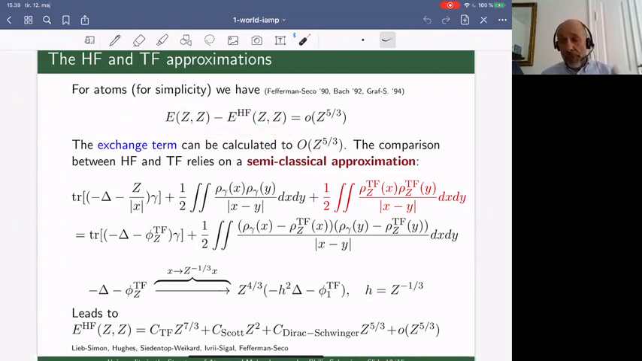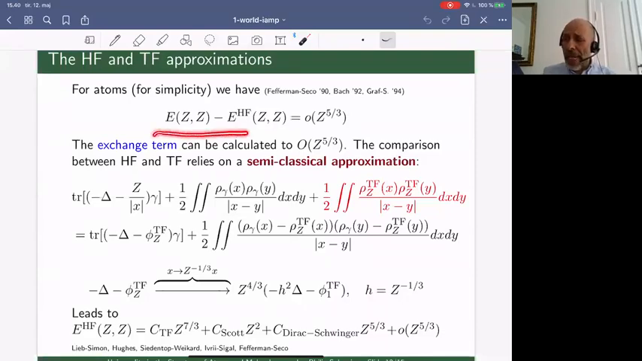We know that this quantity is smaller than that, because the Hartree-Fock you actually get by minimizing over a smaller family of functions than you get for the full many-body problem. So I know that this quantity is smaller than that. One can prove that the difference between the two goes like little o of Z to the 5/3. Now, this was done by Fefferman-Seco in 90, and then Bach gave a very elegant proof in 92, and Graf and myself found a different argument for the same thing.